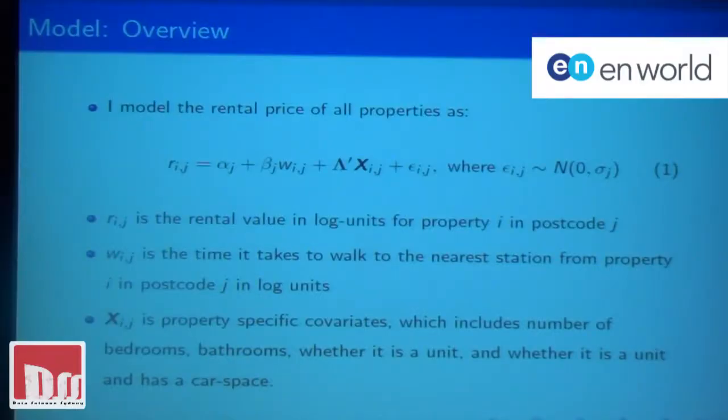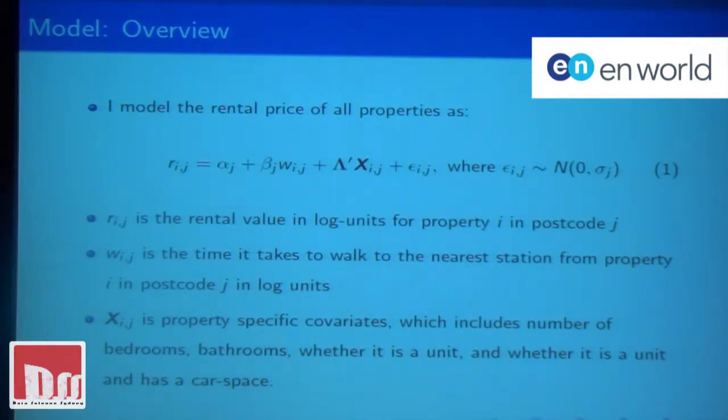So moving on. This is the model that I use to estimate the impact of living next to a train station. What we have here is the rental value, the weekly rental value in log units for property i in postcode j. And I'm saying that that is a function of the mean in postcode j. And it's also linearly related to the time it takes to walk to the nearest train station, w_ij. That's the time it takes to walk from property i in postcode j to its nearest train station.